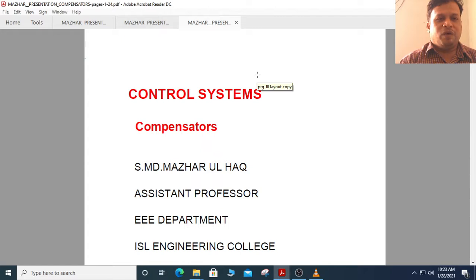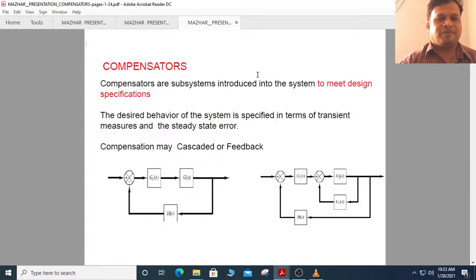Today we will study a topic on compensators. So what is a compensator? Compensators are subsystems introduced into a system to meet the design specifications, and the desired behavior of the system is specified in terms of transient measures and the steady state error. The compensation may be cascade or it may be a feedback.